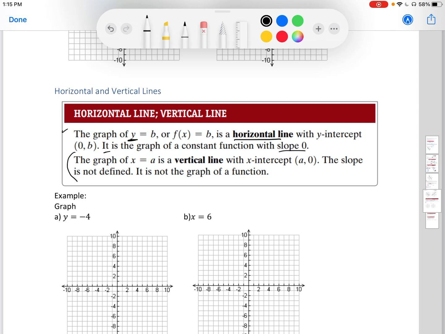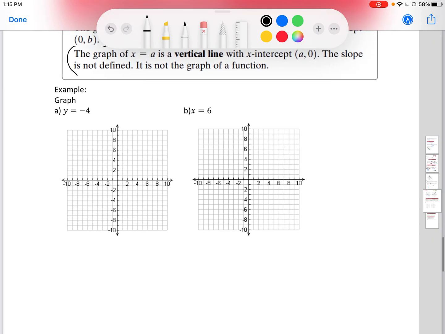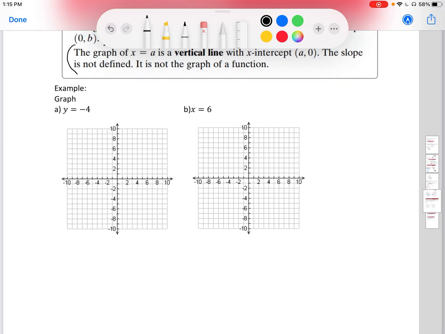Second, the graph x equals a is a vertical line with the x-intercept (a, 0). The slope is not defined and it is not the graph of a function. So horizontal lines have a slope of 0, vertical lines do not have a slope. It's undefined. All right, so first example, graph y equals -4.